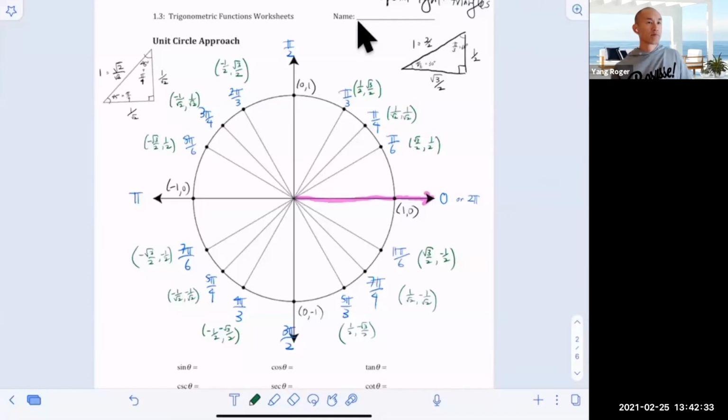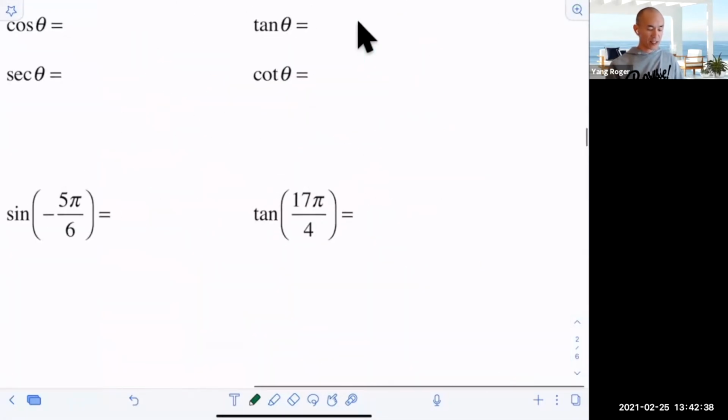2 over 2? Is that just like a different way of writing it? That is, it's the same thing. Do you want to see how it's the same?